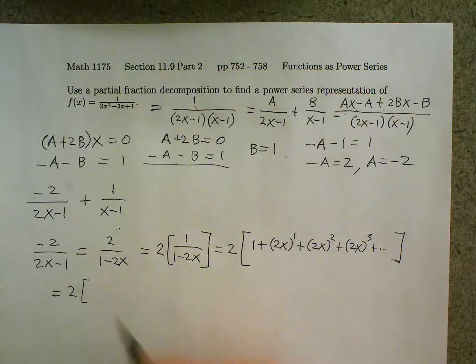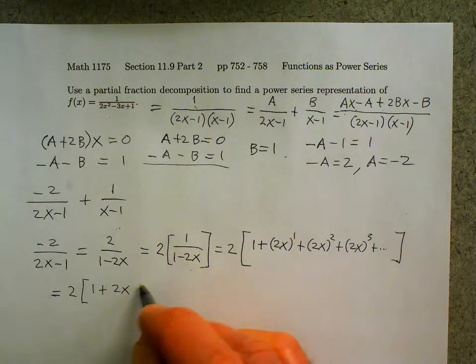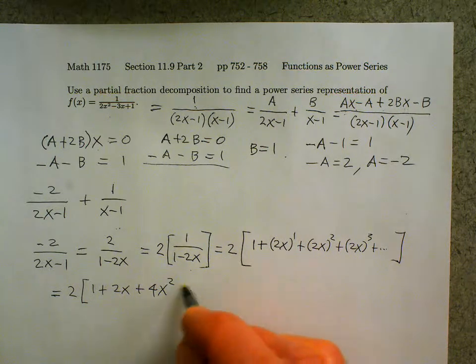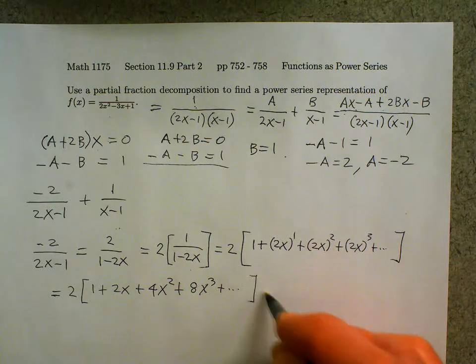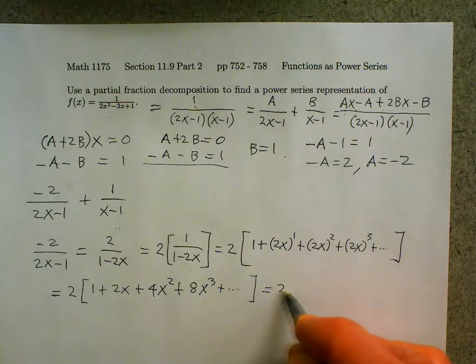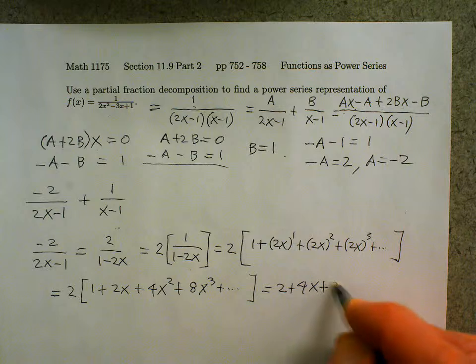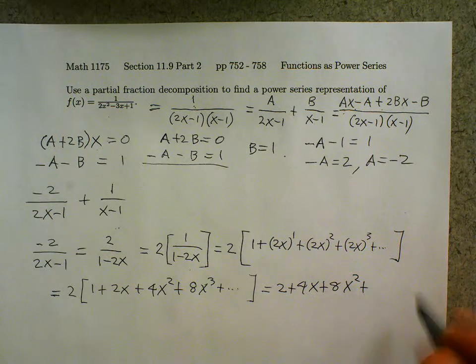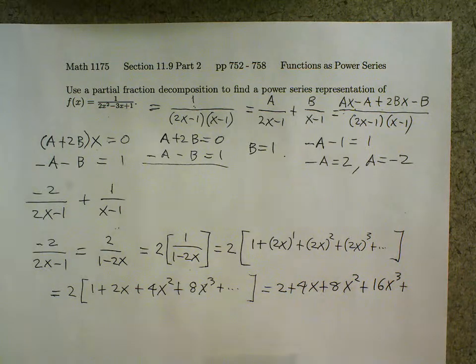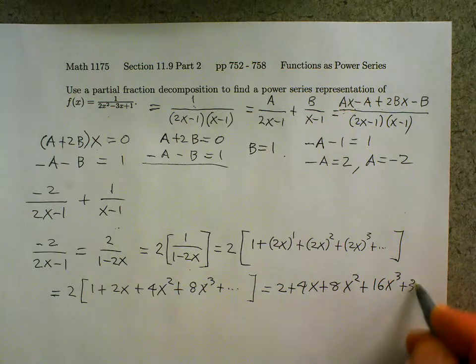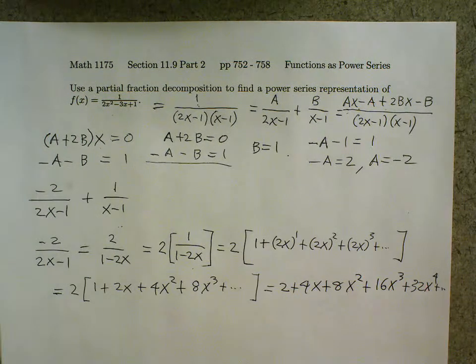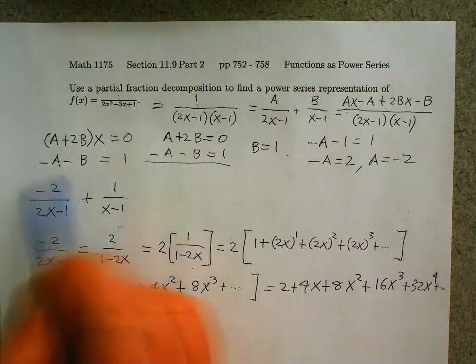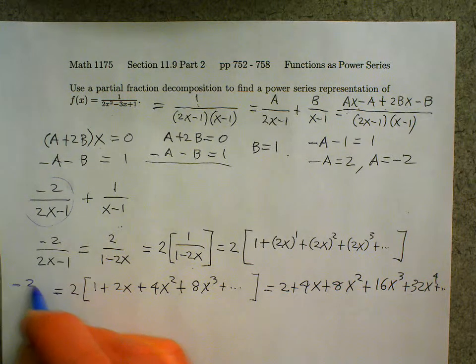So let's write it as 2 times the quantity 1 plus 2x plus 4x to the second plus 8x to the third, and so on. And if we multiply everything by 2, we get 2 plus 4x plus 8x to the second plus 16x to the third. See, the next one would be 32x to the fourth, and so on. Okay, so this is this first term, negative 2 over 2x minus 1.